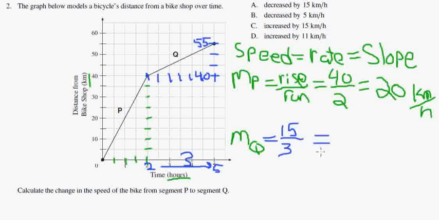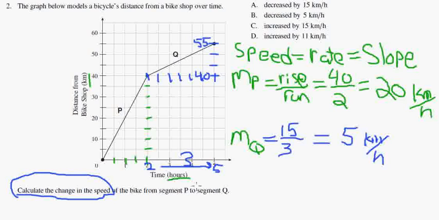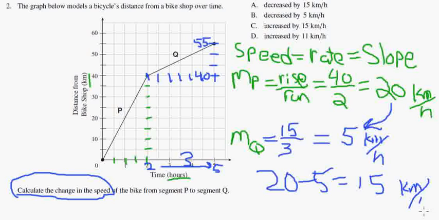So for slope Q, Q has a slope of 5. And because rise has units of kilometers and run has units of hours, it has a slope of 5 kilometers per hour. So for number 2, remember, this is what the question is asking us, the change in speed. We're going from 20 kilometers per hour down to 5 kilometers per hour. So that's a total change of, well, probably do this math in your head, but I'll write it down here: 20 minus 5, total change 15 kilometers per hour.